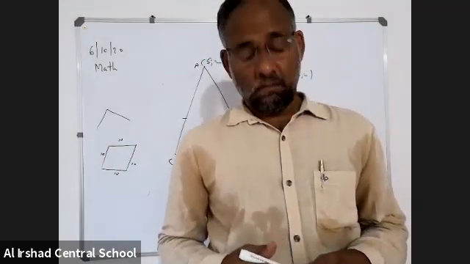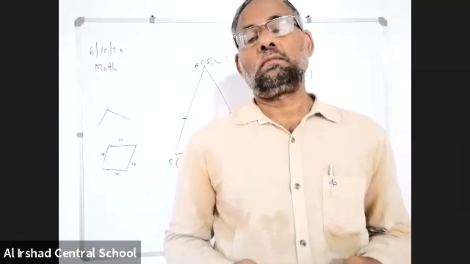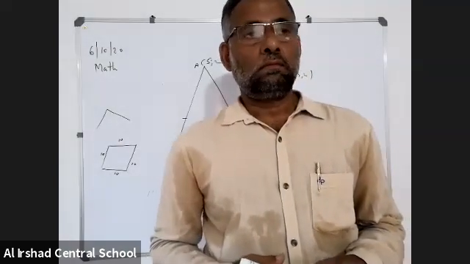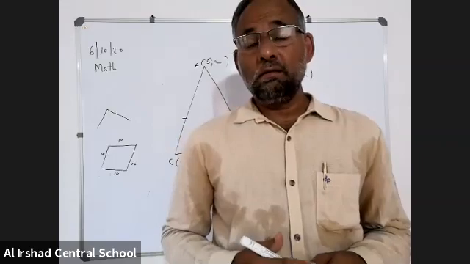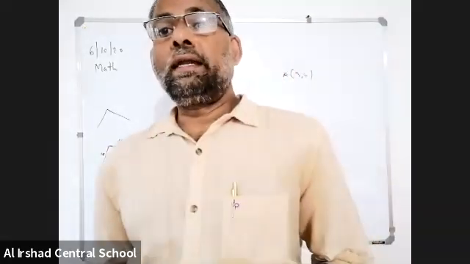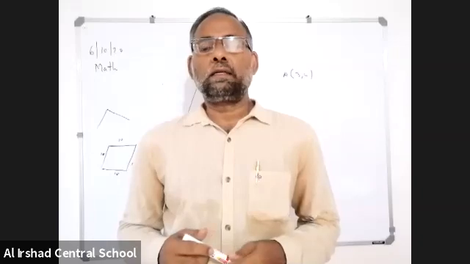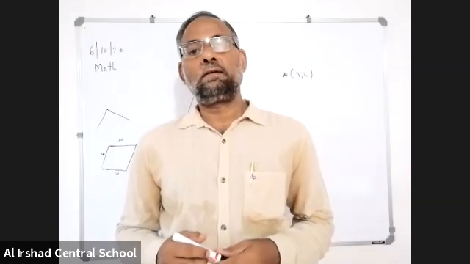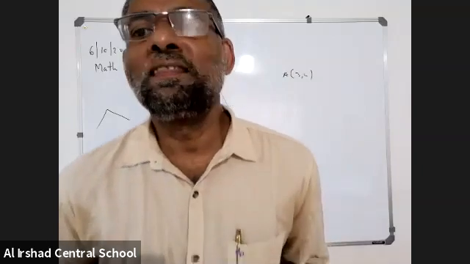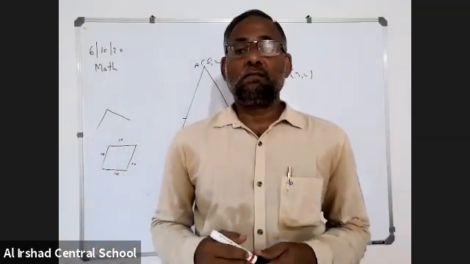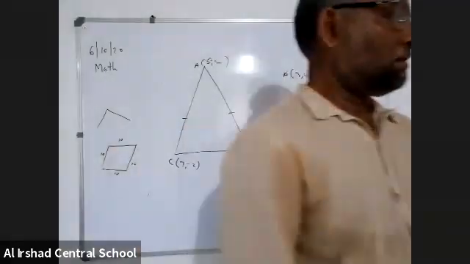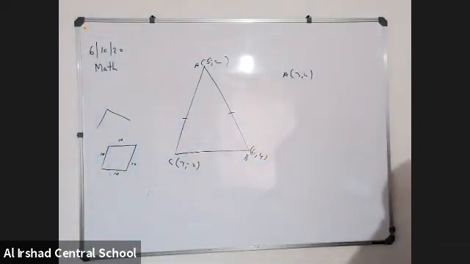Diagonals of a square. Any property, class 8? You know what a diagonal is? How many diagonals are there for a triangle? 3. Very good. For a triangle, 3 diagonals are there. Draw the diagonal. Draw the diagonals of a triangle and tell me how many diagonals there are. No diagonals.